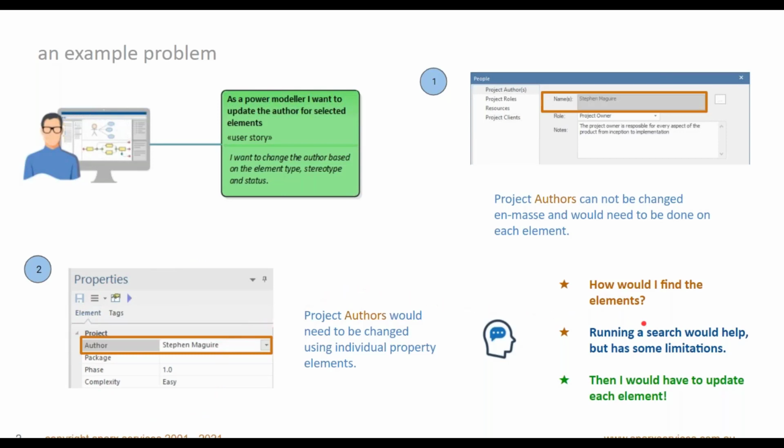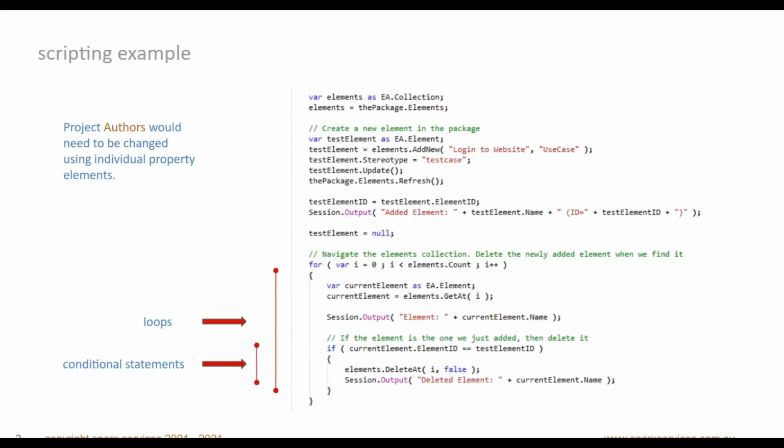So how would we find the elements? Running a search would help us, but it has some limitations. And then how would we update each element? Well, traditionally, if we looked at scripting, which is what a lot of people use to manipulate models, this is not a script for that particular problem, but it shows you the kind of things that you might be used to scripting. It's a bit confronting certainly for non-programmer or retired programmer types, people that have moved on to other jobs. And there are lots of structures in there, for loops and control structures and if statements and conditional statements.